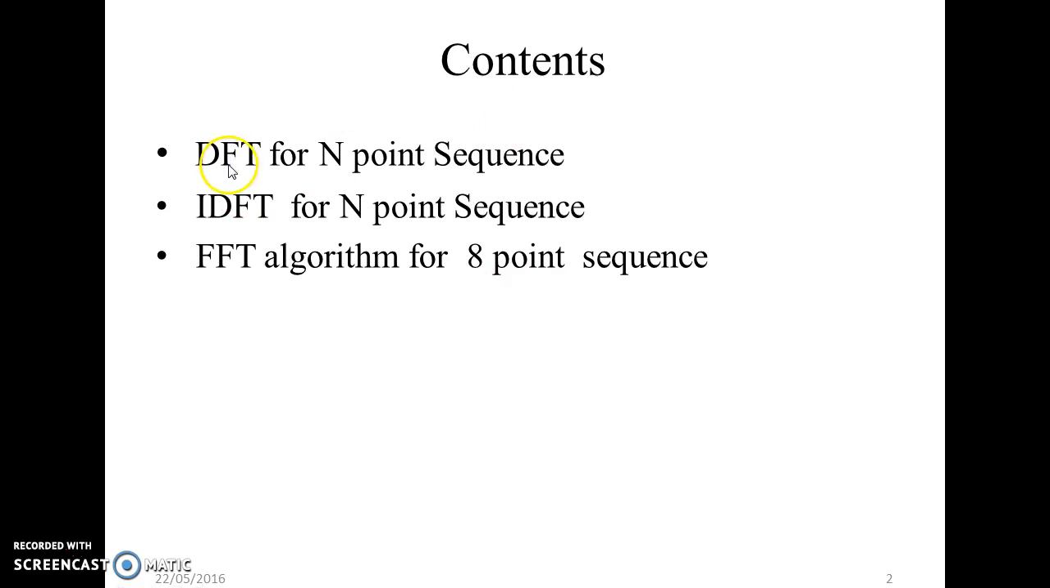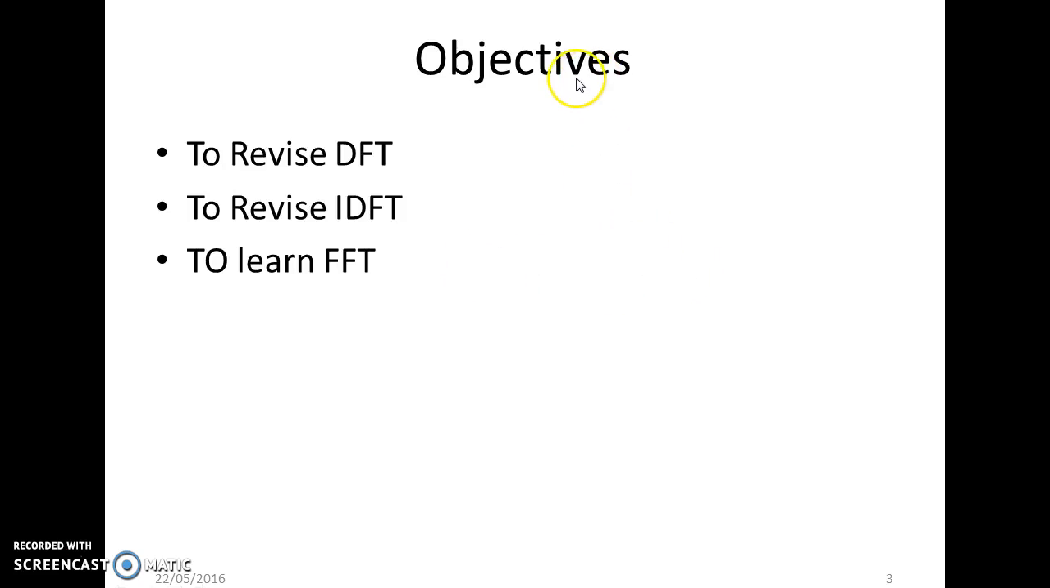Contents: DFT of n-point sequence, IDFT of n-point sequence, and FFT algorithm for 8-point sequence. Objectives: we are going to revise DFT, we are going to revise IDFT, and we are learning FFT algorithm.